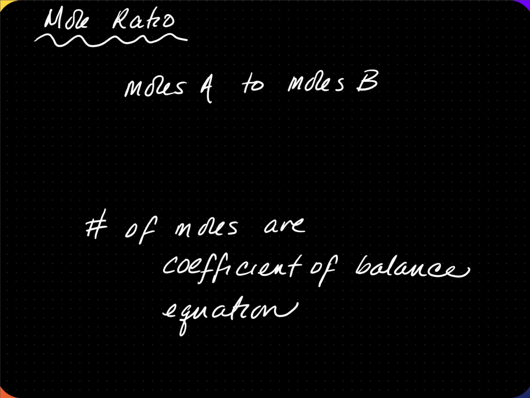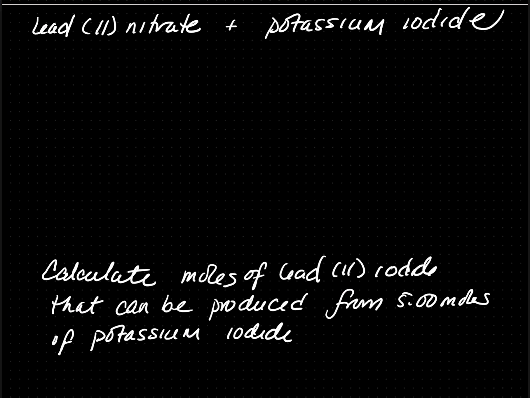So if you see here, we are going from A to B. A is an element or compound, B is a different element or compound. When we use the mole ratio, the units are both moles. The units are the same. We determine the number in front by the coefficient of the balanced equation. We need to always write a correct balanced equation.